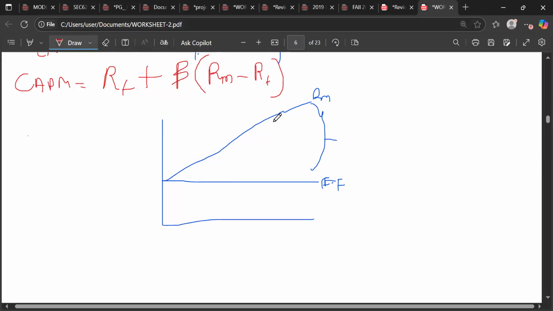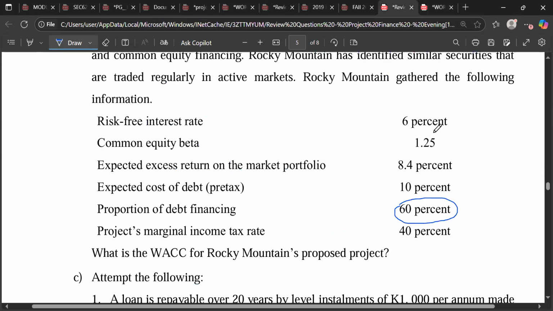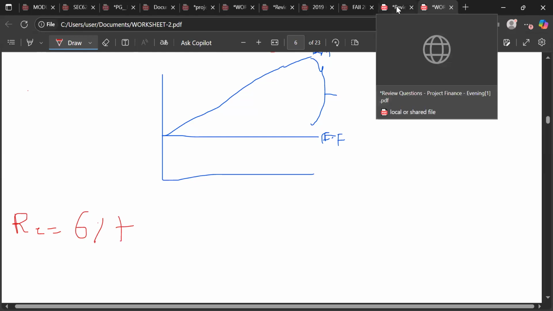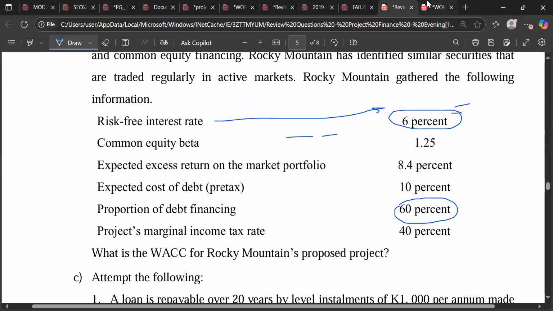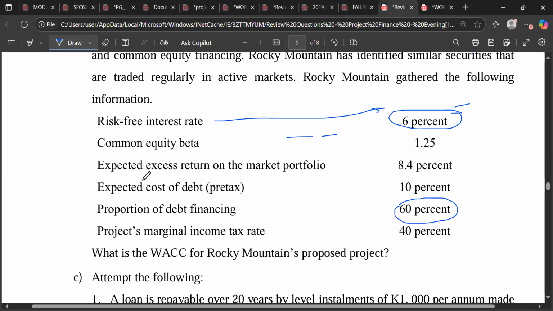Now let's get to finding the cost of equity. So I'll say CAPM return RE is equal to, what's our risk-free rate in the question? Risk-free rate is 6%, given here. This is our risk-free interest rate. So I'm saying 6% plus, what's the beta? Common equity beta? 1.25, multiplied by, now, we're told the excess return on the market portfolio is 8.4%.